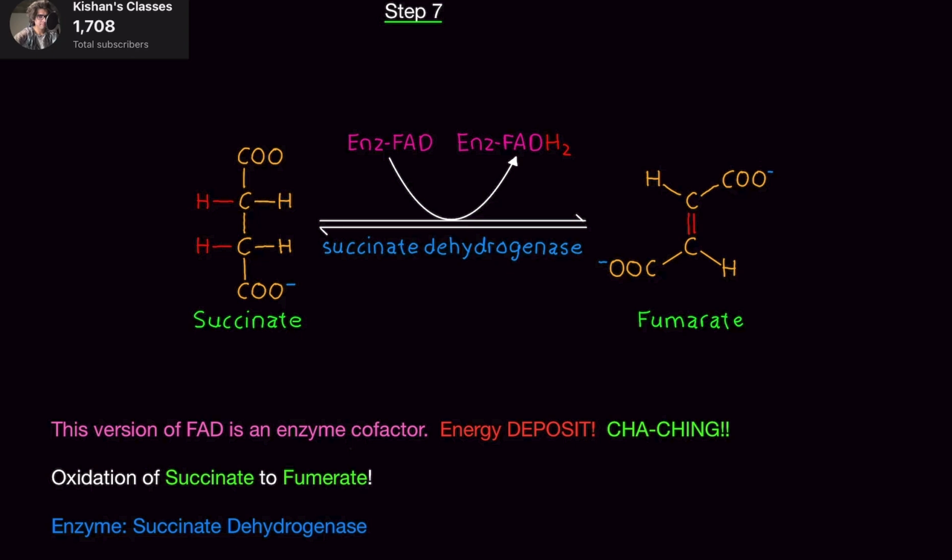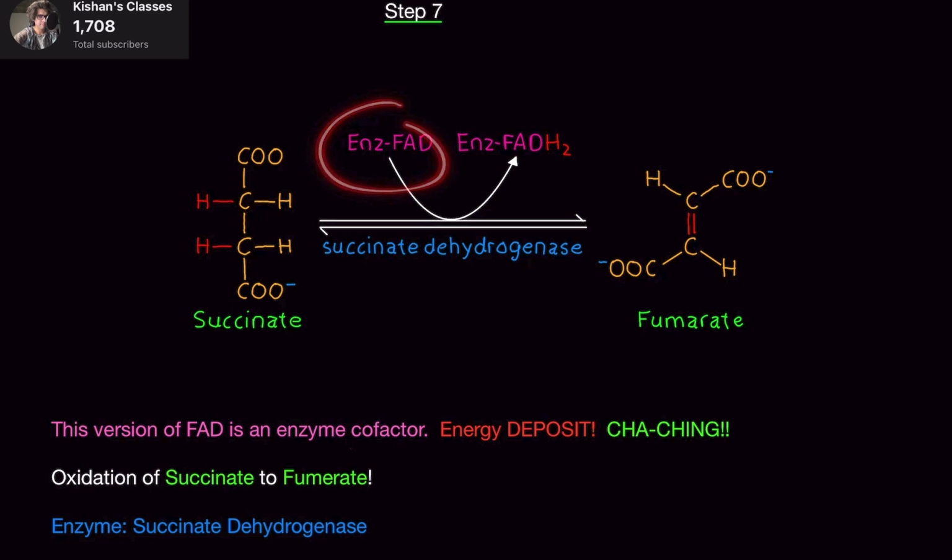Step 7. At the end of step 6, we ended with succinate. So step 7 is going to begin with succinate. Here's what's going to happen. We're going to do a little theft. All right. So this enzymatic FAD, it wants some protons to hold on to. So succinate dehydrogenase, the enzyme, is going to help commit a little crime. It's going to basically help steal the protons from succinate and transfer it over to enzymatic FADH2.